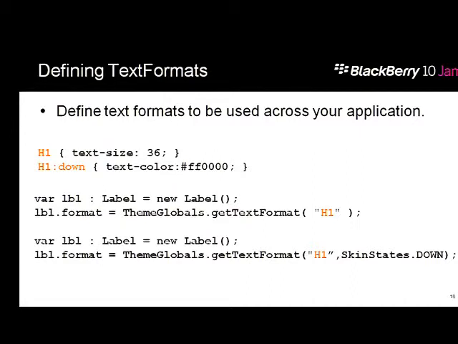And so we added some helper methods here because there's a good chance that you'll want to define some text formats in your application that get used by a lot of different components, or different labels, that sort of thing. So you see here I've done this H1 CSS tag. I've specified a down state as well. And then I've instantiated labels here, and I've used this helper method on theme globals called getTextFormat. You can just pass in the selector that you want, and it'll go and grab that. And there's an optional second parameter that will look for the state as well. So if you had a down state, then you could specify that in there.